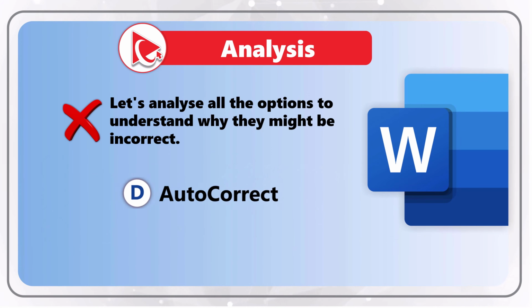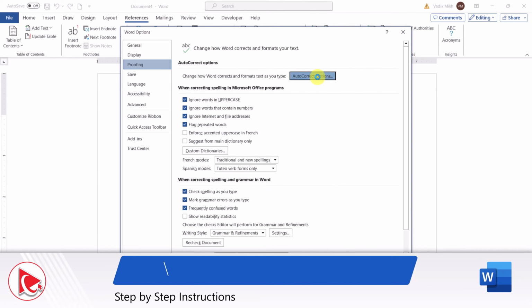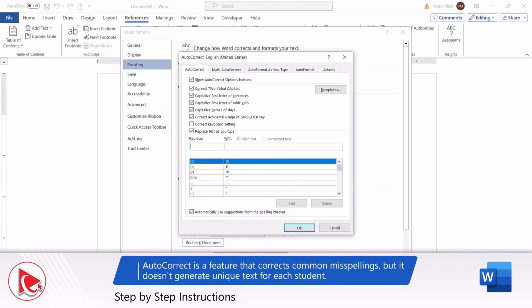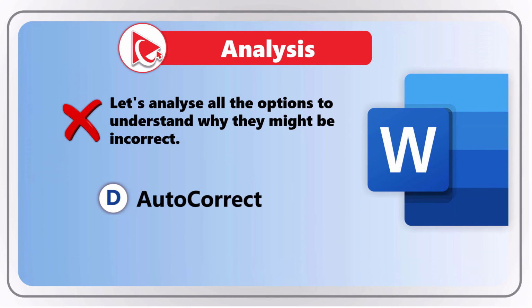Choice D, autocorrect, is also not a good choice. Autocorrect is the feature that corrects common misspellings and can be used to create shortcuts for longer phrases. But unfortunately, it does not generate unique text for each student.